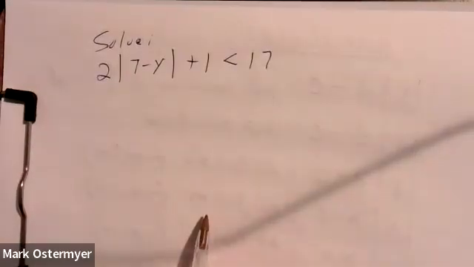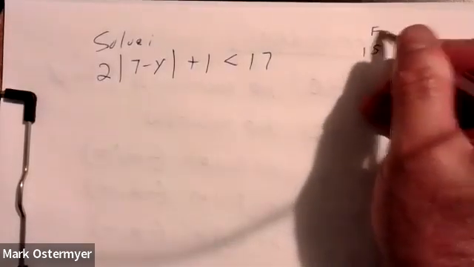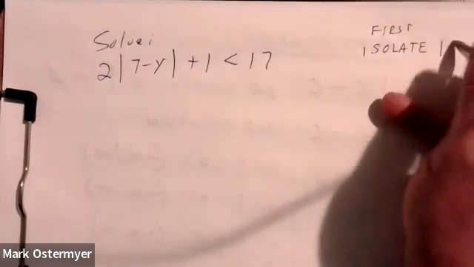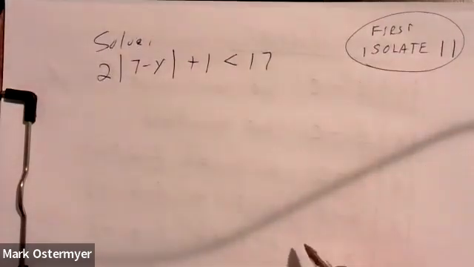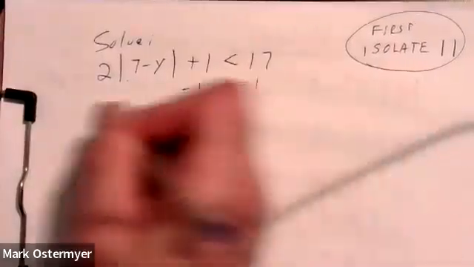Whenever we solve absolute value inequalities, we always want to isolate the absolute value on one side of our inequality, on the left. So always remember to first isolate your absolute value. All right, so how do we do that? We've got to get this absolute value by itself. We're going to subtract 1 from both sides.